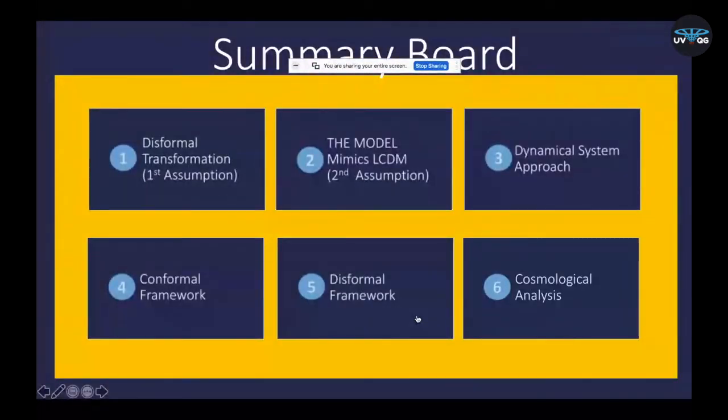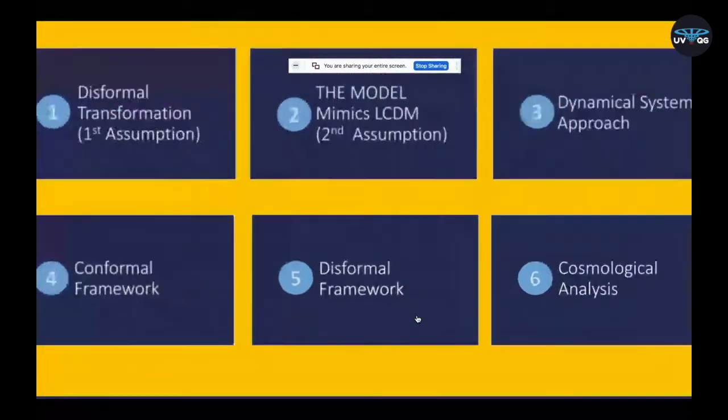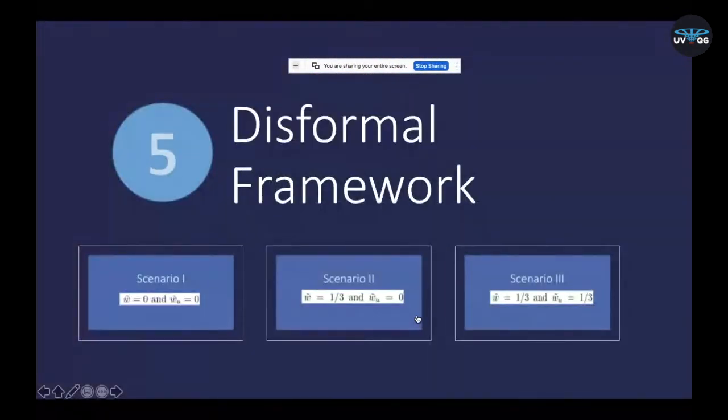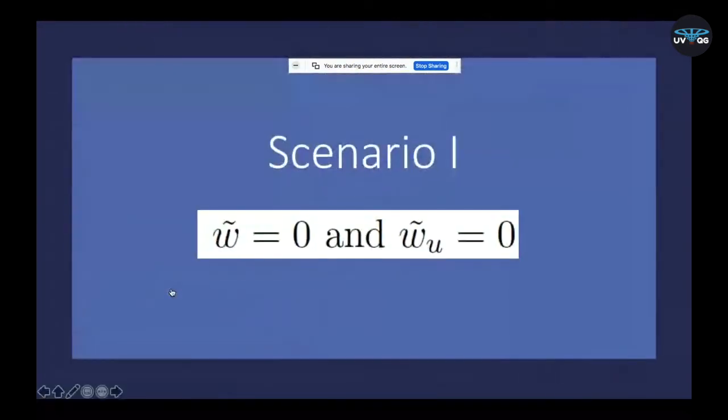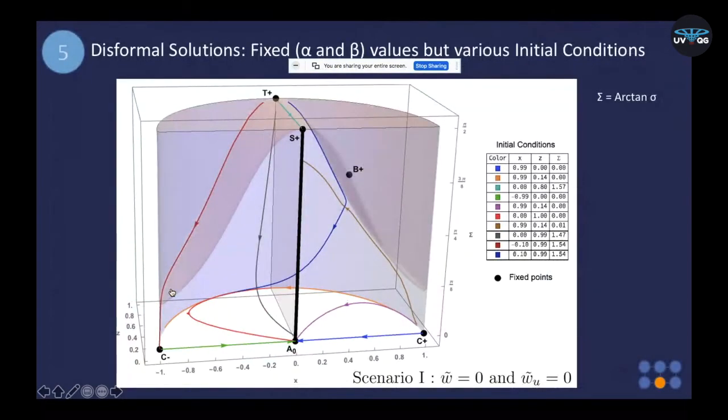And moving on to the disformal framework. So basically, now sigma makes a difference and D is not necessarily equal to 0. Let's dive into one of the scenarios. What we find is, firstly, this is the disformal solution where we have fixed the parameters alpha and beta, but we are starting the evolution of the system from various initial conditions.